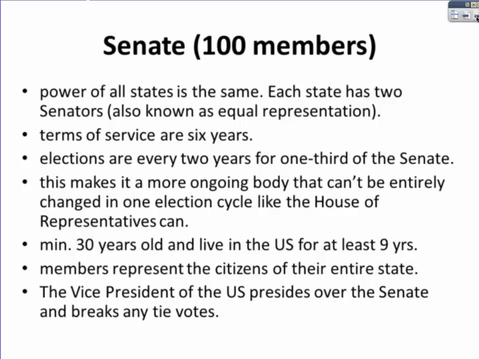This makes this a more ongoing body that can't be entirely changed in one election cycle, like the House of Representatives could. You have to be a minimum of 30 years old and have lived in the United States for at least 9 years. Members of the Senate represent the citizens of their entire state. And lastly, the Vice President of the U.S. presides over the Senate and breaks any tie votes.